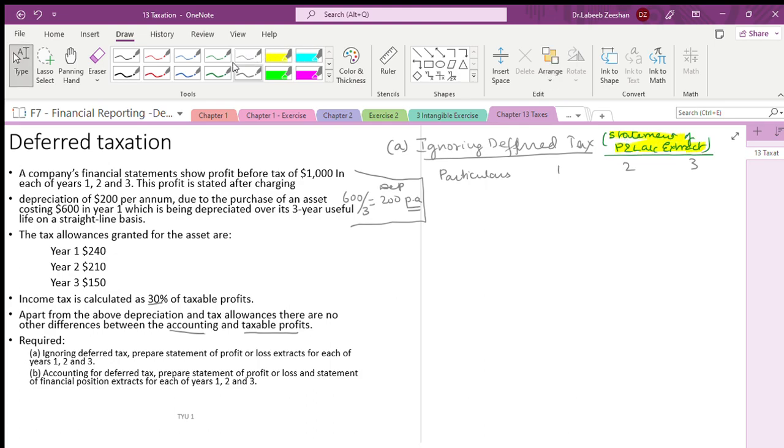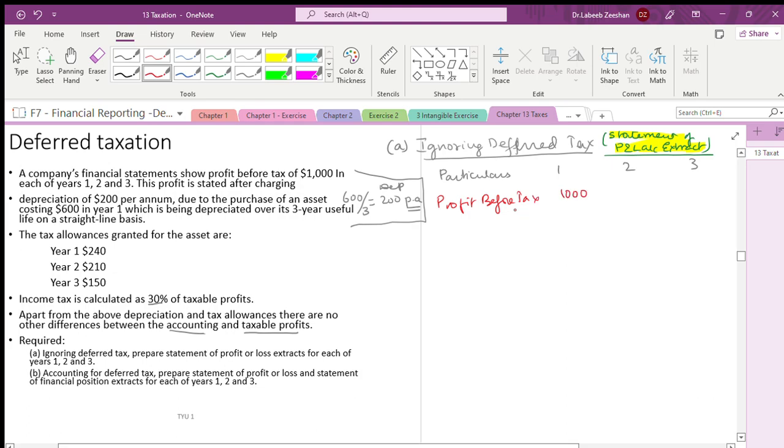Now, how much is the profit before tax? Profit before tax is how much? In each of the years, 1,000, 1,000 and 1,000. Less: income tax. Put it as note 1.